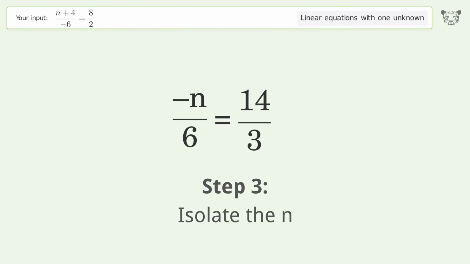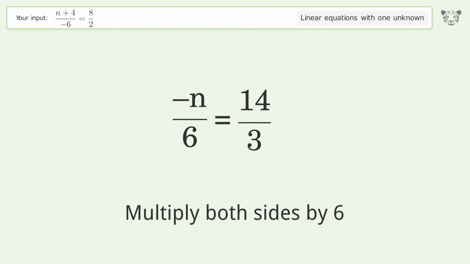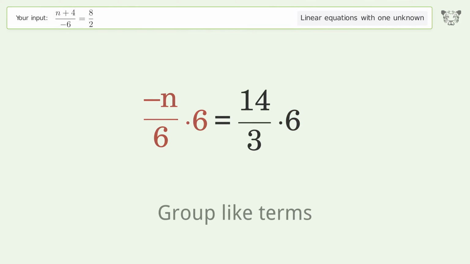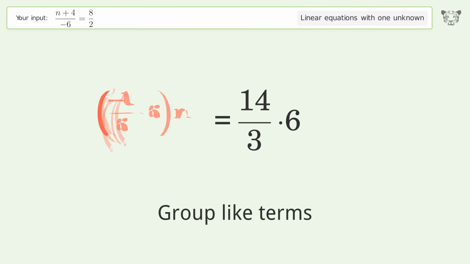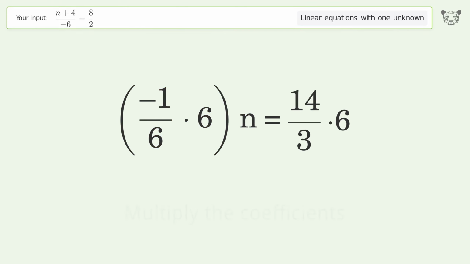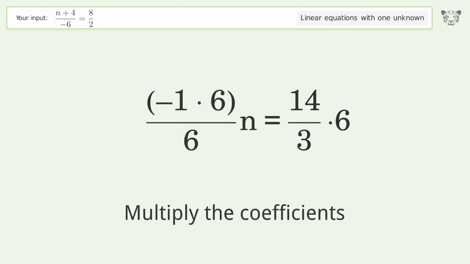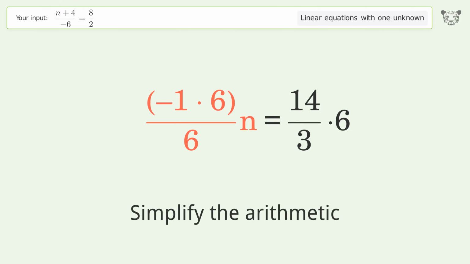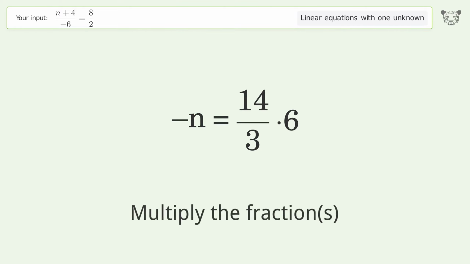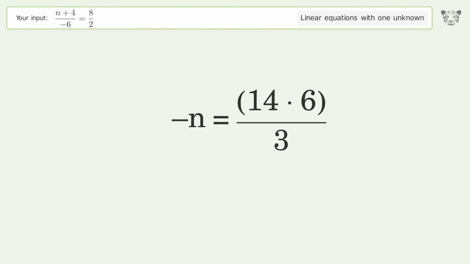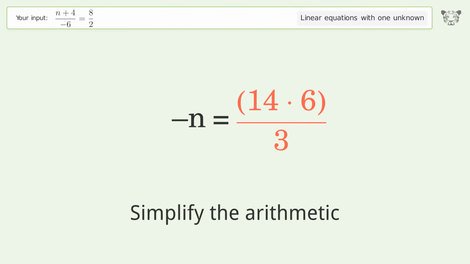Isolate the n. Multiply both sides by 6. Group like terms. Multiply the coefficients. Simplify the arithmetic. Multiply the fractions. Simplify the arithmetic.